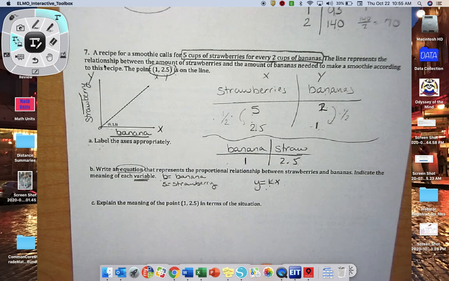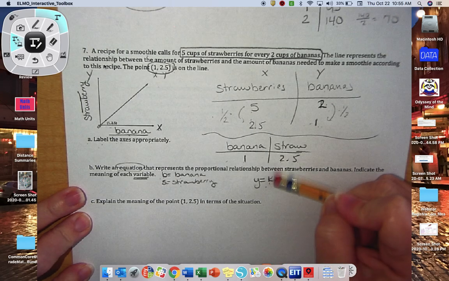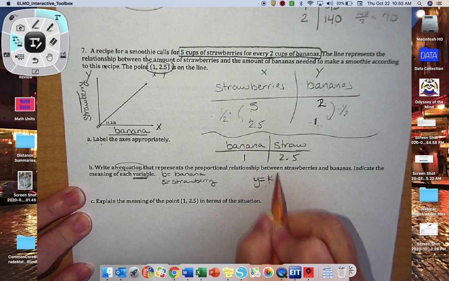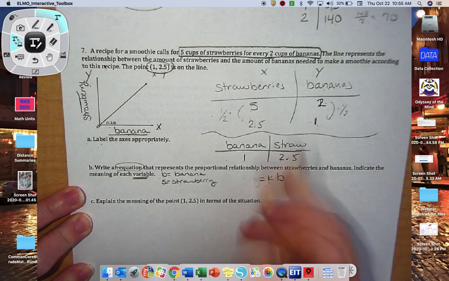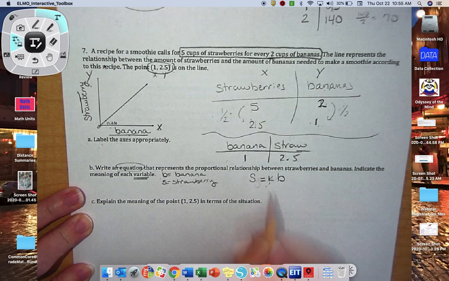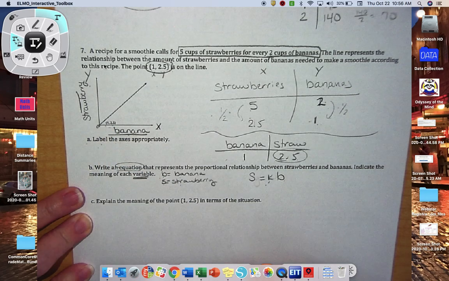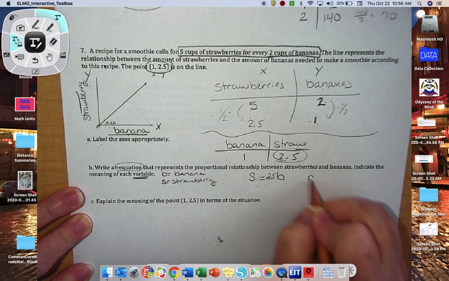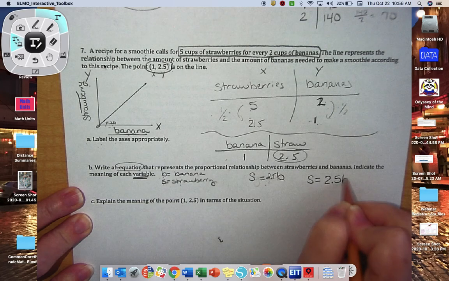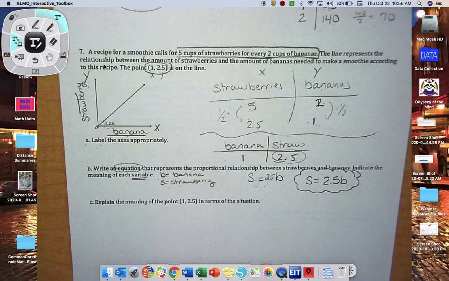Now I'm going to replace that y and that x number with the b and the s. So if I look over here, my X number is my banana number. So this is where I would basically replace my X with a B for banana. My Y is my strawberry. And then my constant of proportionality is my K. Guess what? That's 2.5. That's where the Y value is when your X is 1. So for this guy, I'm just replacing it with a 2.5. I'm going to rewrite that bigger. And this is what your equation is for that one.